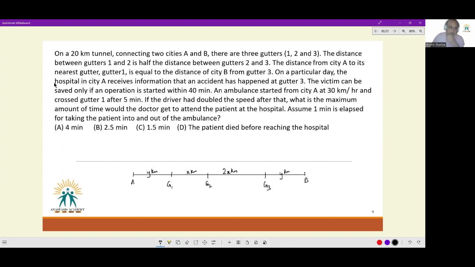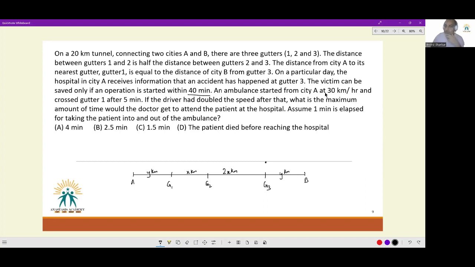On a particular day, the hospital in city A receives information that an accident has happened at gutter 3. There is an accident. Okay. A victim can be saved only if an operation is started within 40 minutes. Only if an operation is started within 40 minutes. Okay.